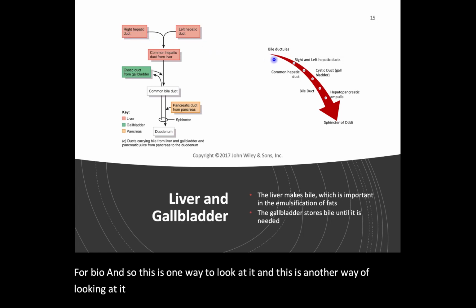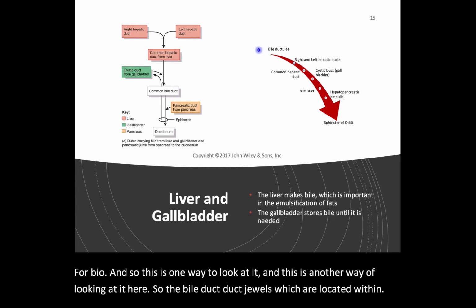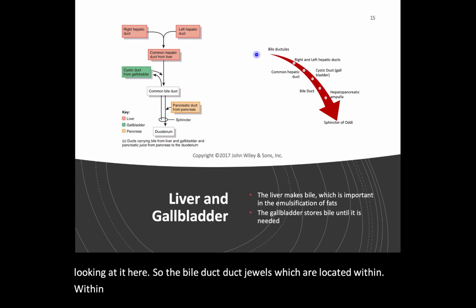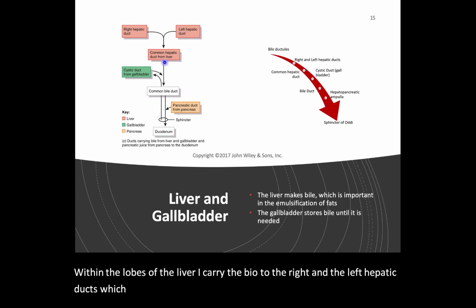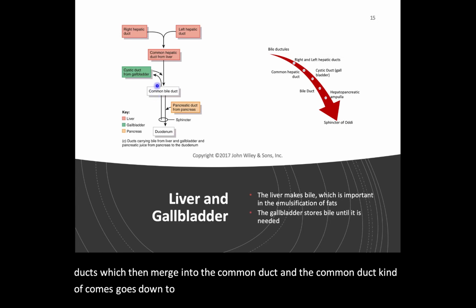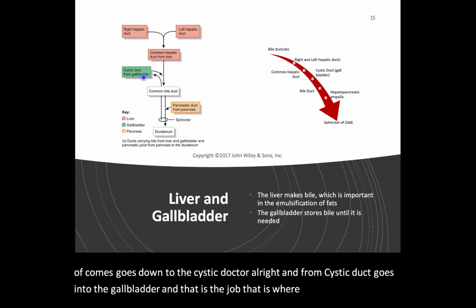So the bile ductules, which are located within the lobes of the liver, carry the bile to the right and left hepatic ducts, which then merge into the common duct. The common duct goes down to the cystic duct, and from the cystic duct it goes into the gallbladder. That is where the bile becomes active.